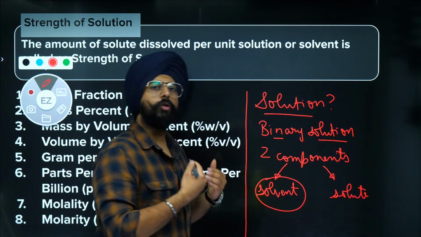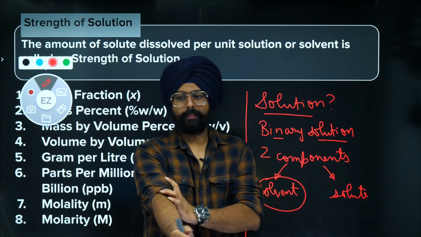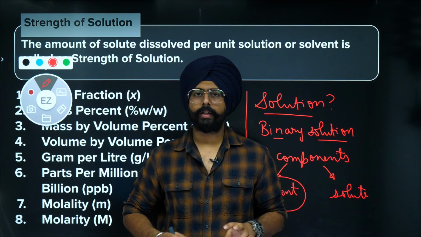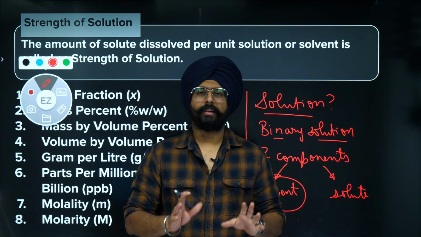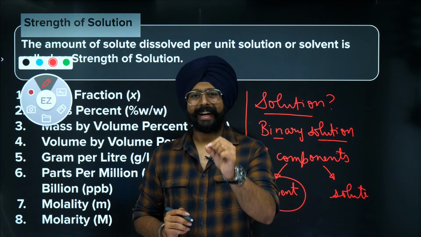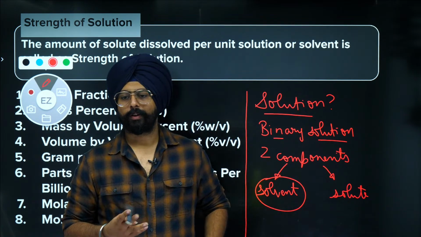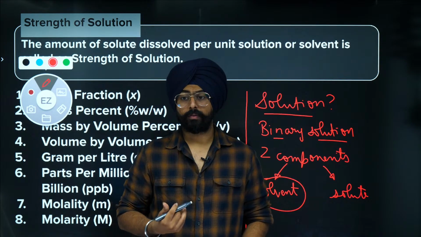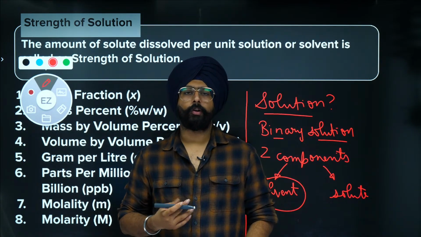Which one do we choose as the solvent? If there are two components inside a mixture, let us assume one is more, one is less. Which one of those will be chosen as the solvent? What do you think? How do we decide what is solvent and what is solute?